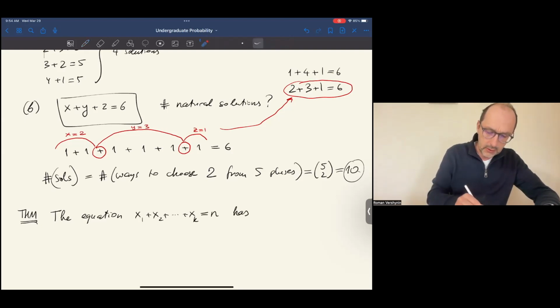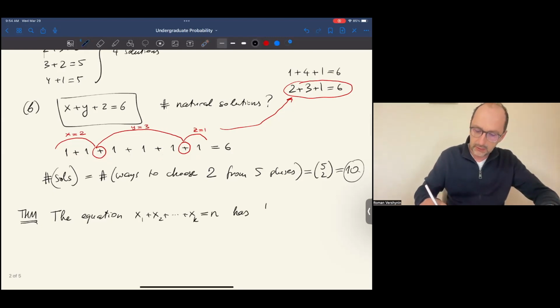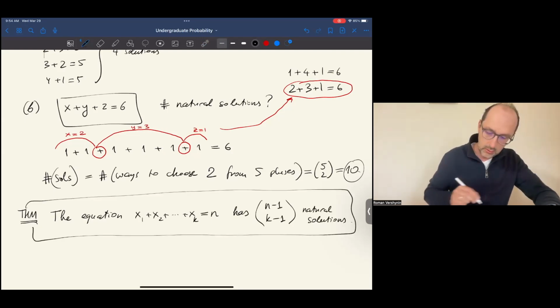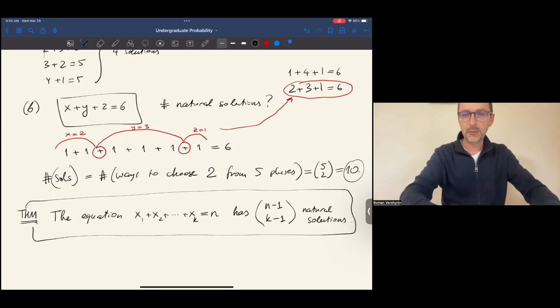Let's think. The pluses separate this. So how many pluses would we have? We had n minus 1 pluses generally, and we want to choose k minus 1 from them. So this is how many natural solutions we have. A beautiful theorem. We proved it in the partial case, but generally it's the same proof.